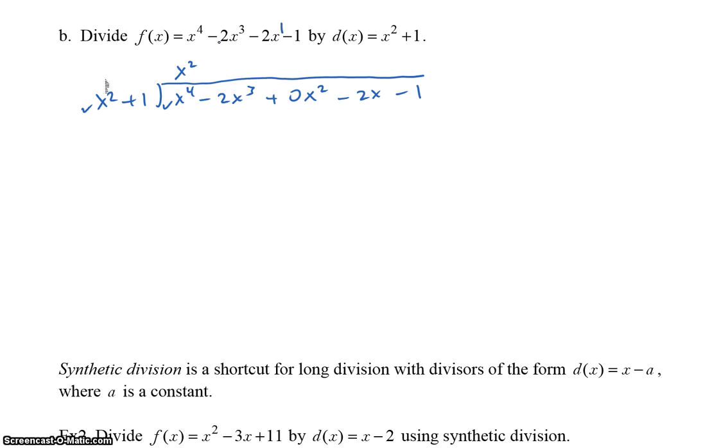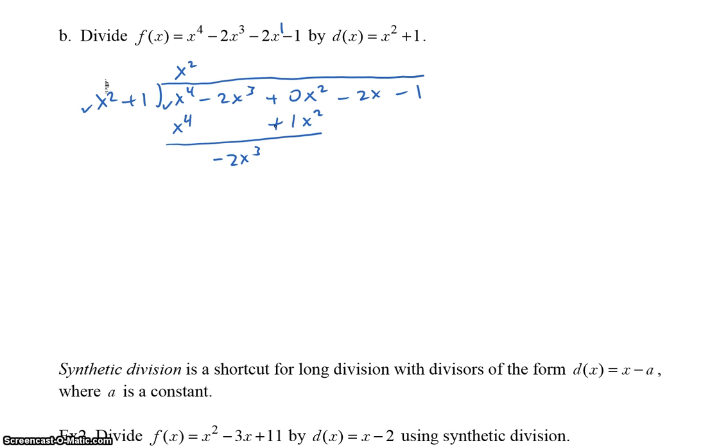Then we multiply x squared times x squared to get x to the fourth. X squared times 1, that's 1x squared. Notice where I'm going to put that. I'm going to put it below the 0x squared term so that I'm combining like powers of x, like terms. Then, as we did previously, we subtract x to the fourth minus x to the fourth. That's a cancellation. Minus 2x cubed minus 0 is still minus 2x cubed. So that just comes straight down.